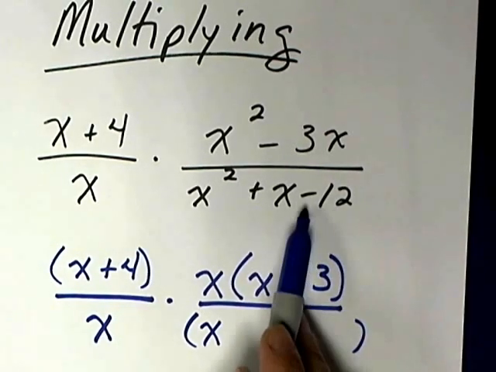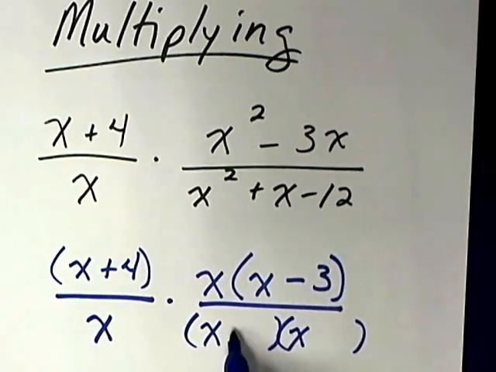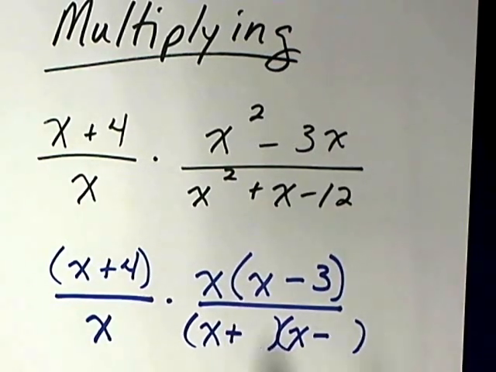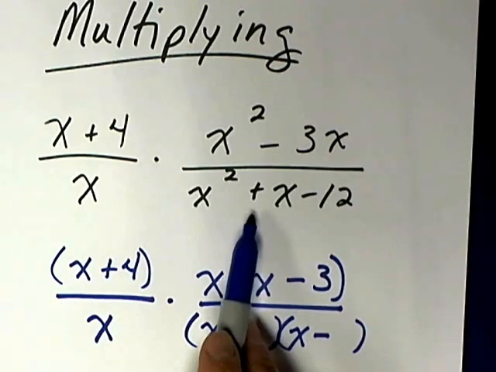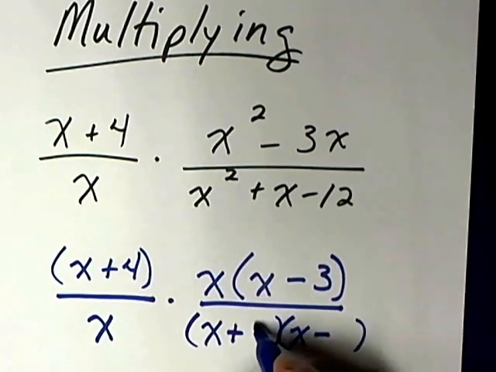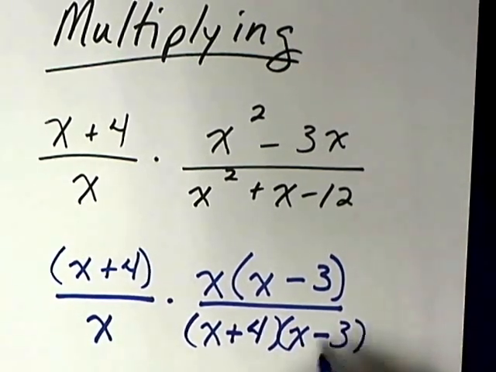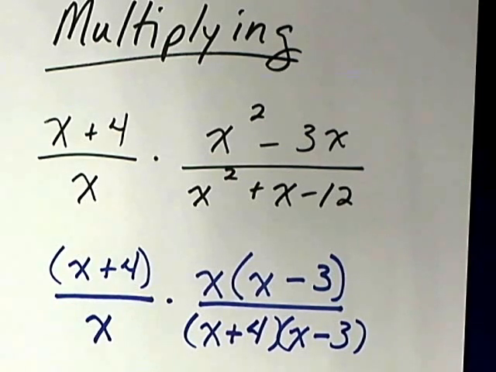I need two numbers that multiply to a negative 12, so once again I'm going to need a positive and a negative. And it's going to add to a positive 1. Well, that's going to be a positive 4 and a negative 3, as 4 minus 3 is 1. Now that I have all of my parts factored, I get to have the fun part and cancel.